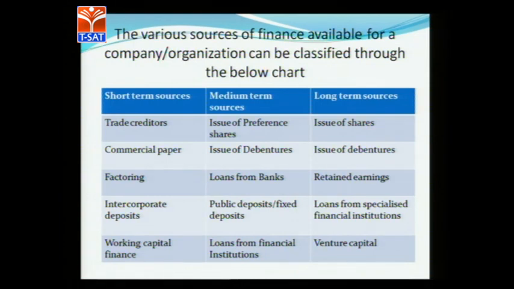And loans from specialized financial institutions. We have some specialized financial institutions like IFCI, Industrial Finance Corporation of India, ICICI, Industrial Credit Investment Corporation of India, SFC, State Level Finance Corporation, IDBI, Industrial Development Bank of India, UTI, Unit Trust of India, and SIDC, State Industrial Development Corporations. These are some specialized financial institutes. They provide loans to business firms to solve the problem of working capital crisis.